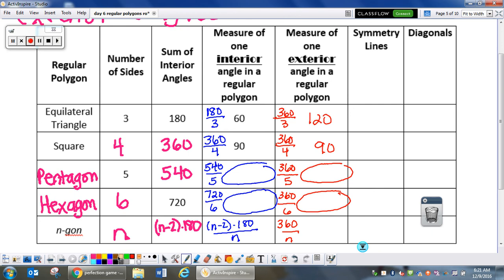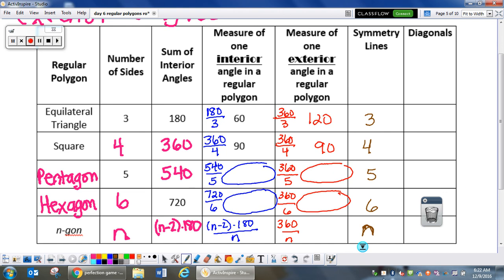So symmetry lines are however you can fold a figure onto itself. So if you draw a line straight through it, whatever is on the left is exactly on the right. So an equilateral triangle has 3, 4, 5, 6. So a regular n-gon just has n number of symmetry lines.